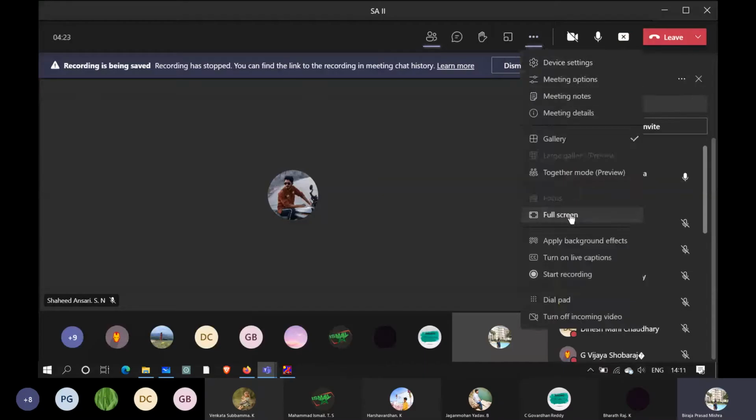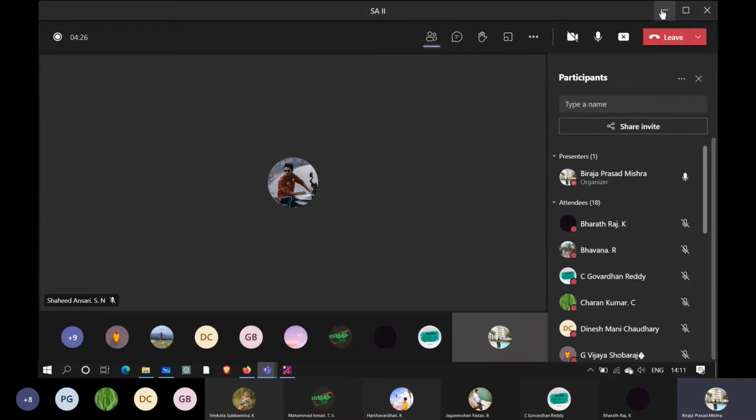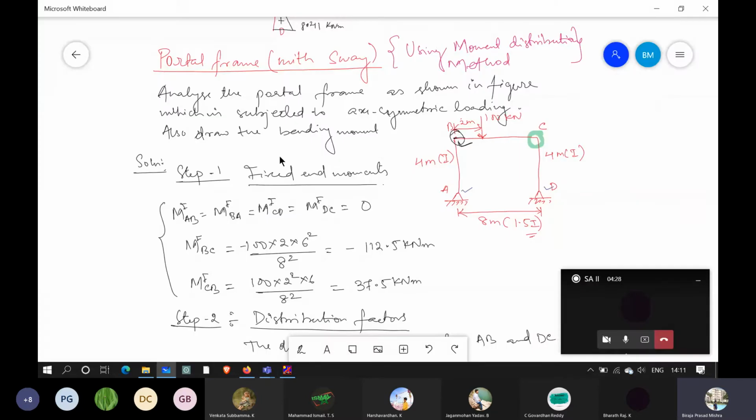Okay, yeah. So we were doing this problem, and in the first step, what we did, we calculated the fixed end moments, followed by we calculated the distribution factors.